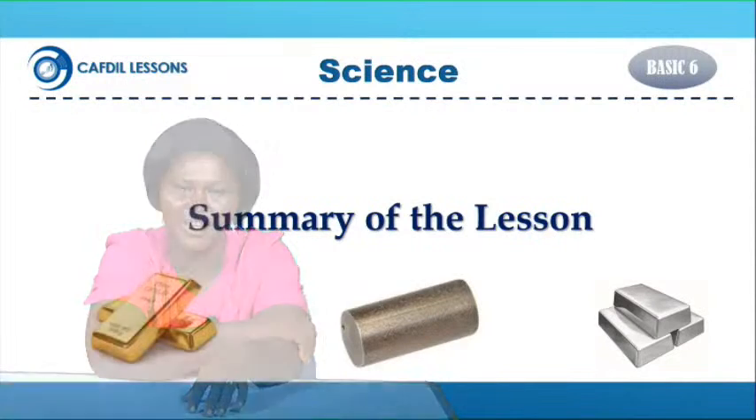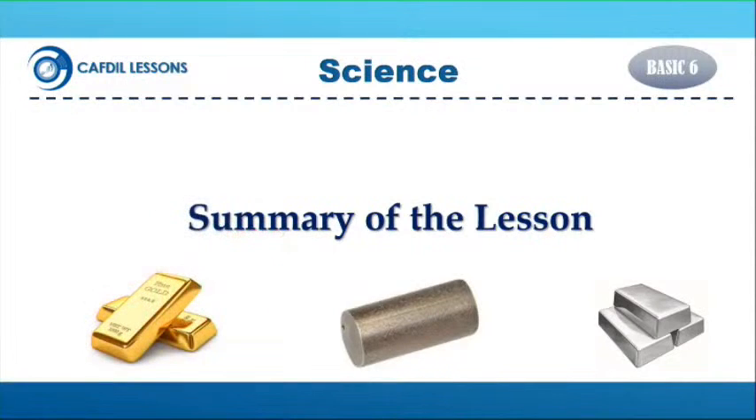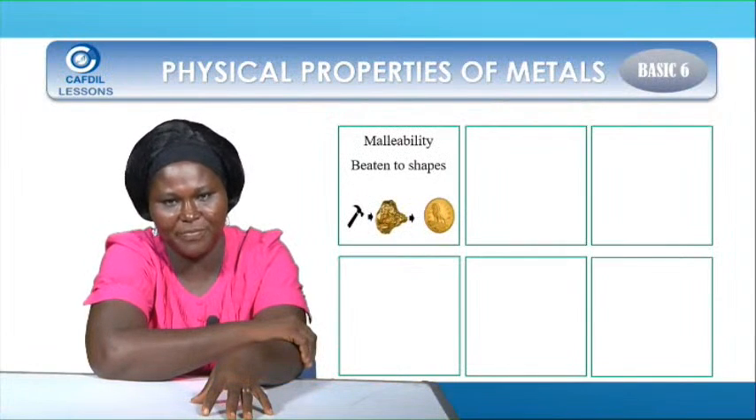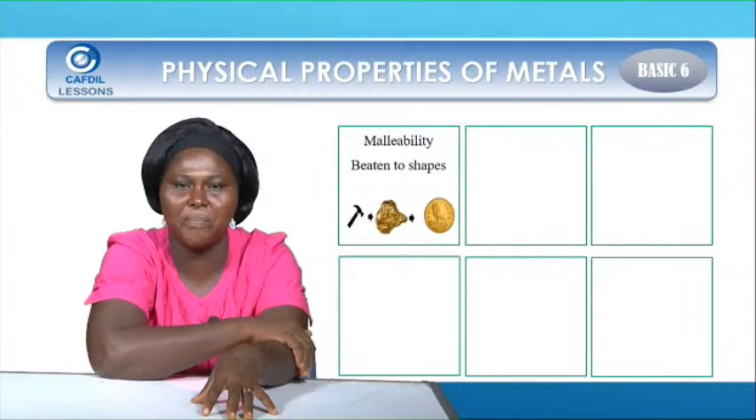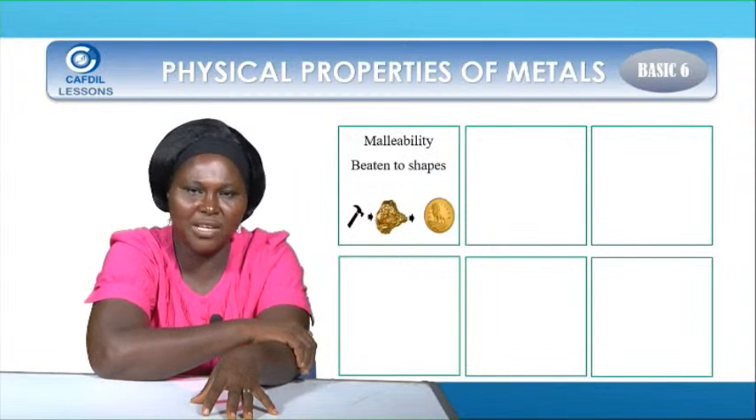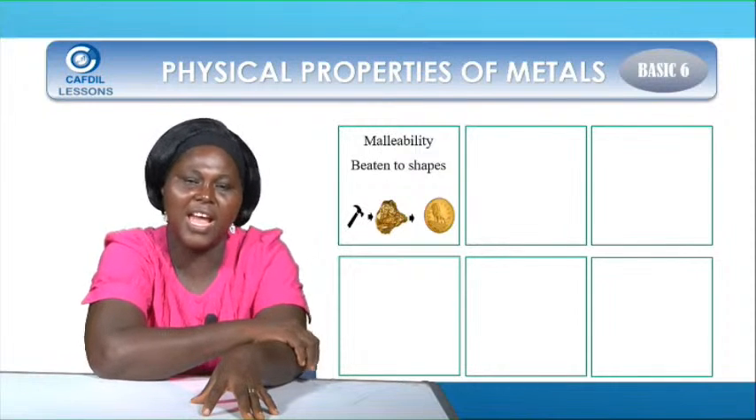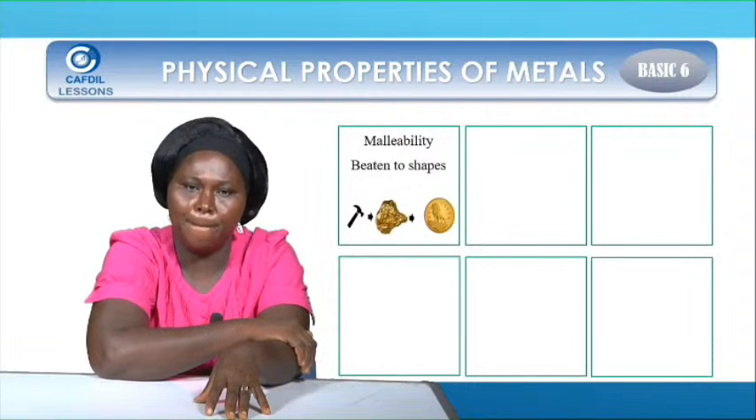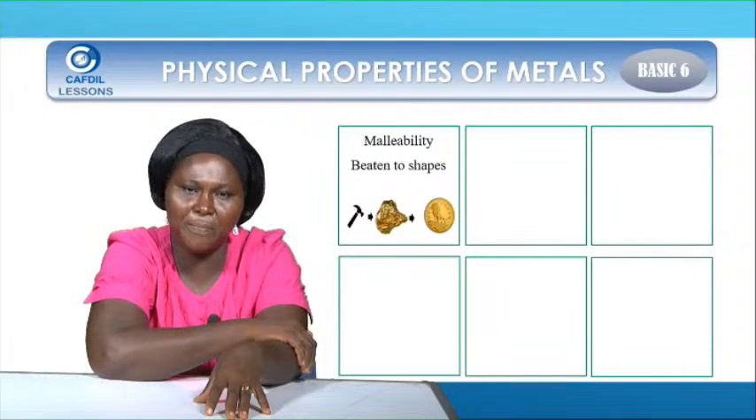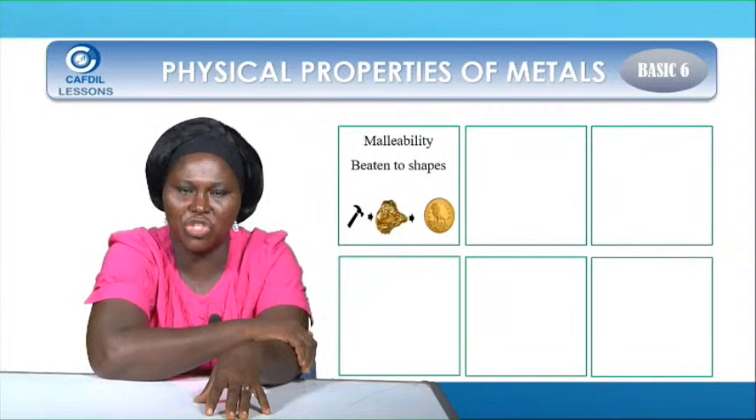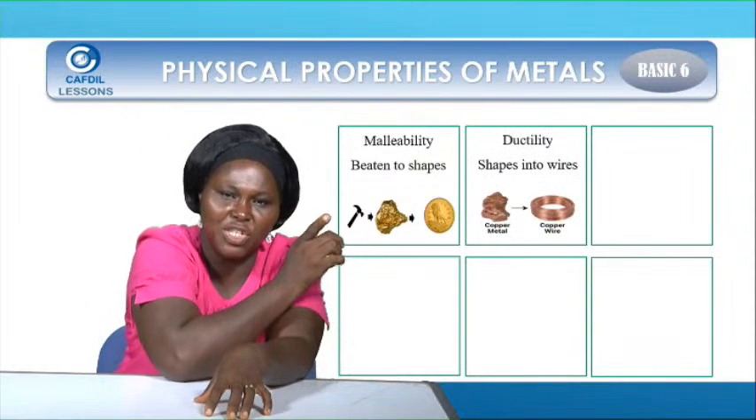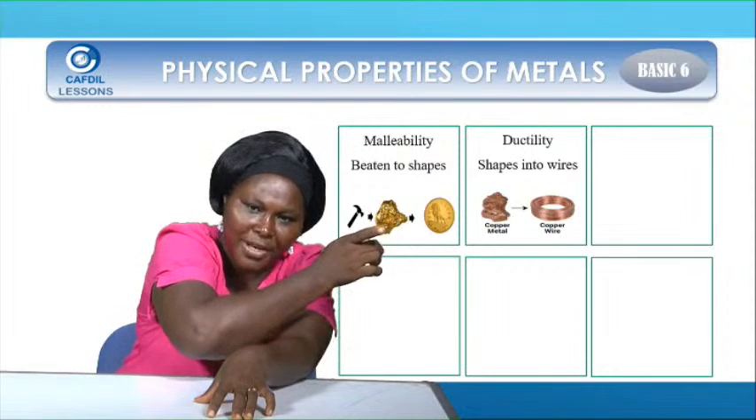Now we have come to the end of the lesson. Let's look at our summary for today, what we have learned today. Today we have looked at the physical properties of metals. The first physical property of metals is malleability. Malleability, that is shaping or beating metals into shapes. Now let's look on our screen. We have gold, and it has been shaped into a coin.